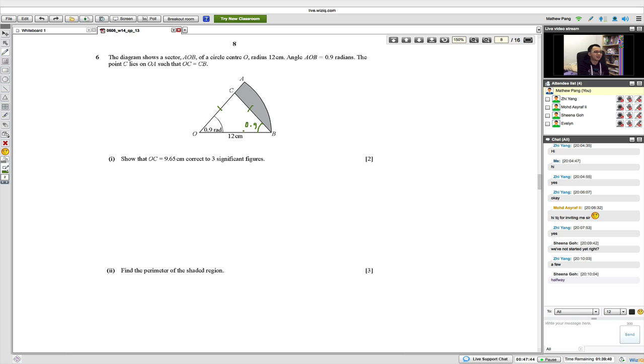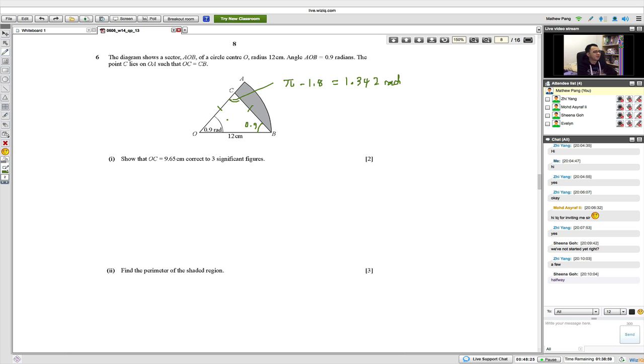Alright, and then definitely I will know the angle here, because the angles in a triangle sum to 180, which means pi. So the angle here will be pi minus 0.9 minus 0.9, which means minus 1.8. So the angle for OCB will be pi minus 1.8. I just use pi minus 1.8, and I will get 1.342 radian.